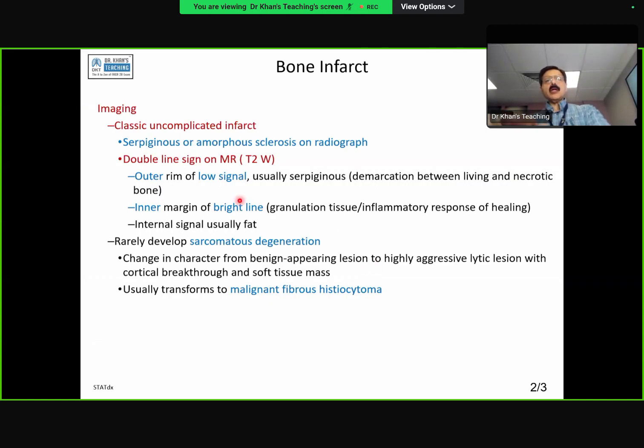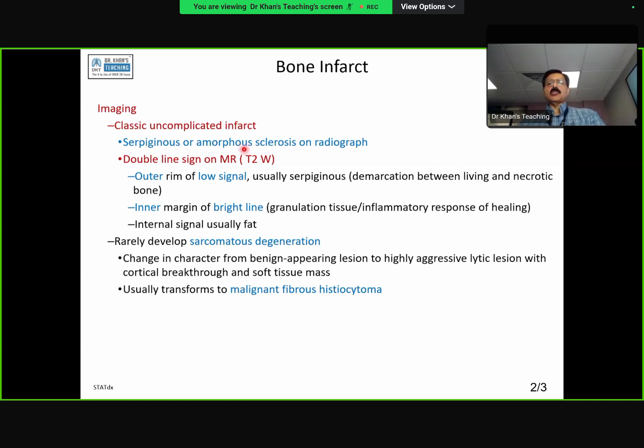Now, this is a viva question, so you have to have a clear-cut idea about this. And this calcification is a viva scenario: calcification on a plain film and double line sign on an MR T2 weighted sequence. A bone infarct will show calcification, and this calcification is so dense that it is denser than the bone, so it projects. It is usually serpiginous, and sometimes it can be amorphous sclerotic calcification.